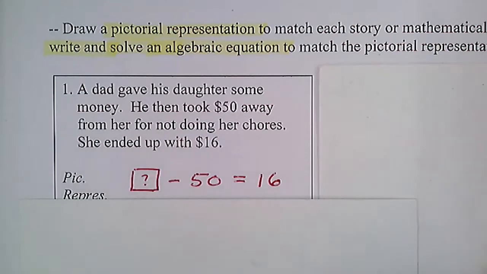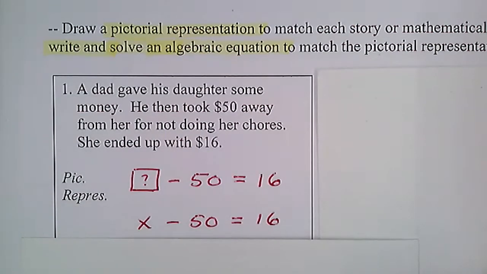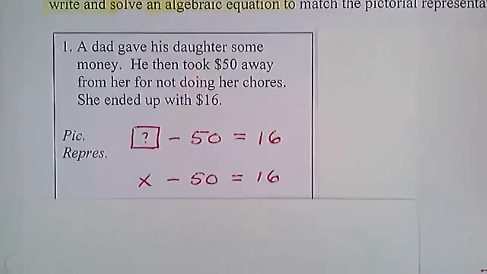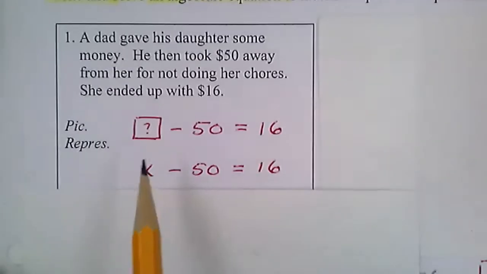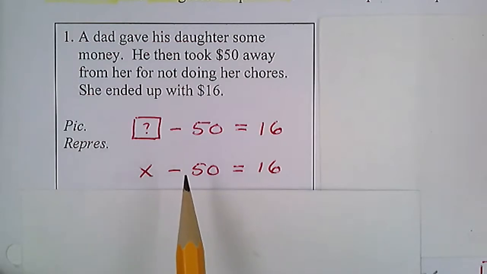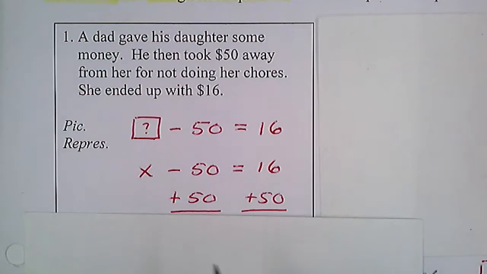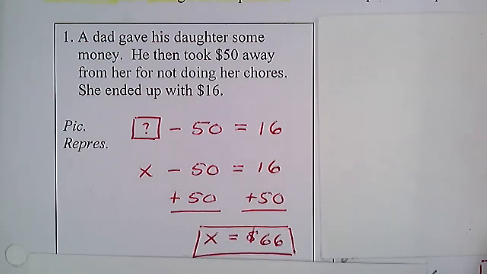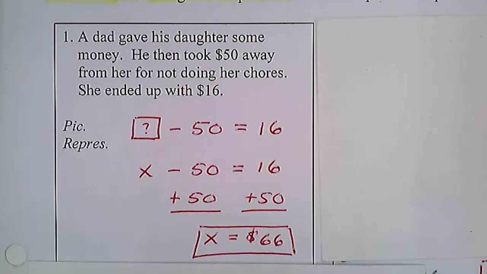Now when we translate this into algebra, all we need to do is replace the tile with a variable. And now if we want to figure out how much she originally started with, how much her dad originally gave her, then we want to add 50 to both sides. Now these would cancel, and we have 16 plus 50, which comes out to $66. So her dad originally gave her $66.